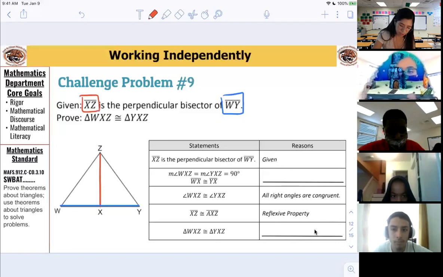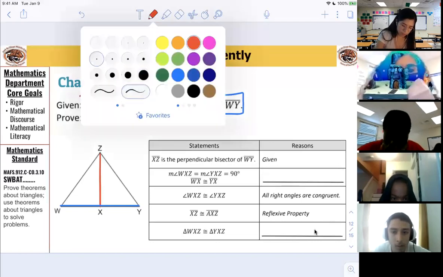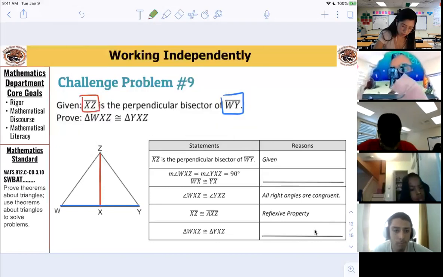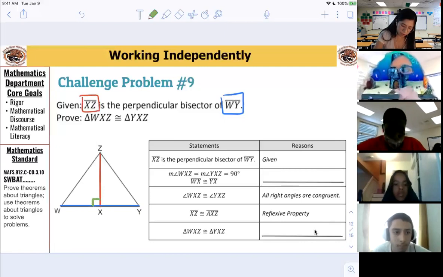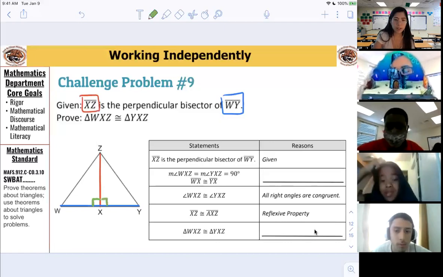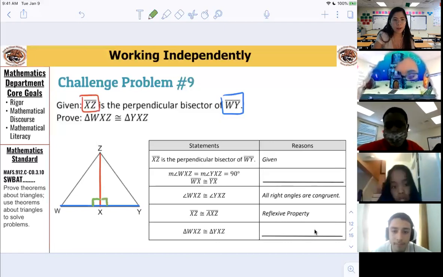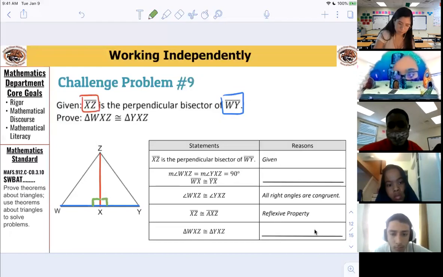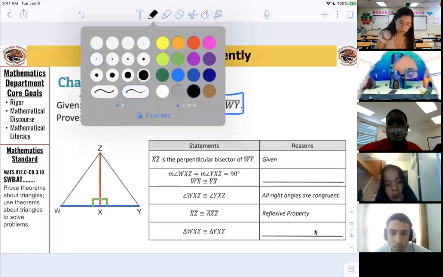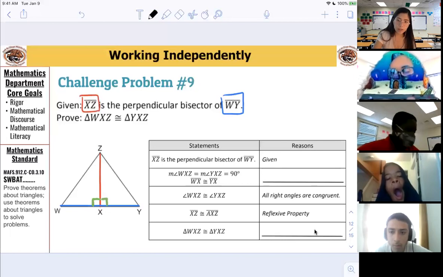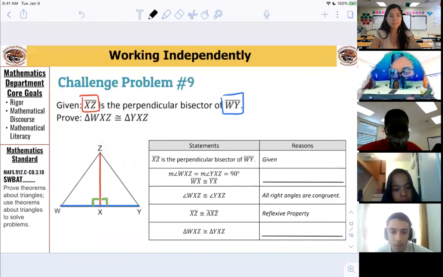They say the measure of angle WXZ, so this one, is congruent to YXZ, this one, and both of those are equal to 90 degrees. How do I know that? The definition of right triangles. Close, but not quite. Also definition of right triangles, but what? A regular triangle. Nope.